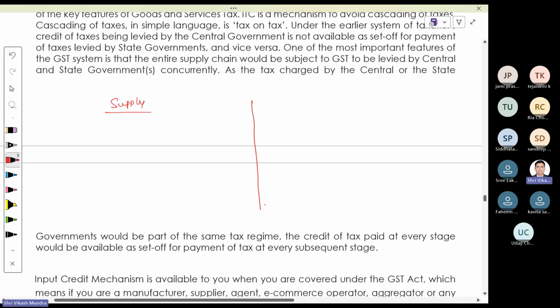If I'm supplying certain goods or services for consideration, etc., then my liability would arise. After that liability arises, I would be required to discharge it. That means I'm supposed to pay that money to the government of India. How to discharge? There are two mechanisms. Number one is ITC. Another one is by making payment.